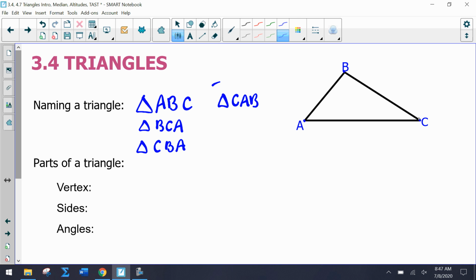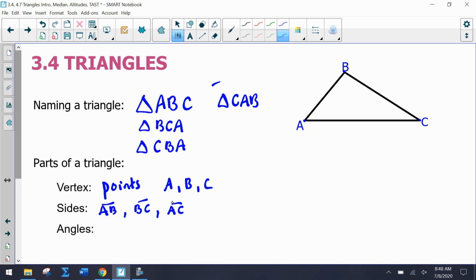And so parts of a triangle, we have vertex. We have vertexes or vertices. So we have the points. Okay. So A is a vertex, point B is a vertex, and point C is a vertex. And the sides, what do you suppose the sides are? The sides are the line segments. So we can say line segment AB or BA, line segment BC or CB, and line segment AC or CA.